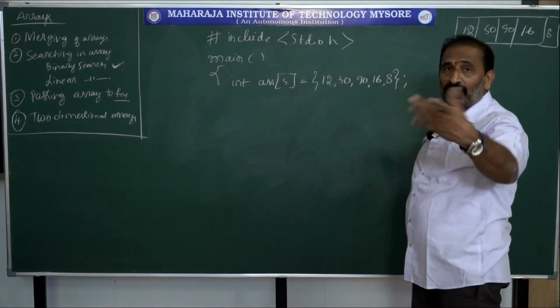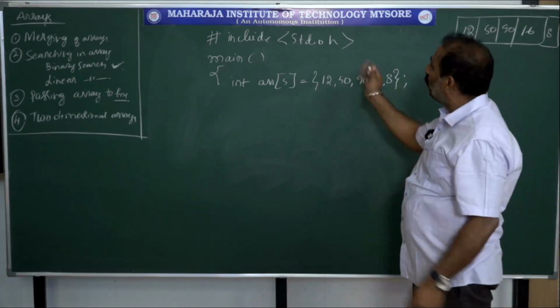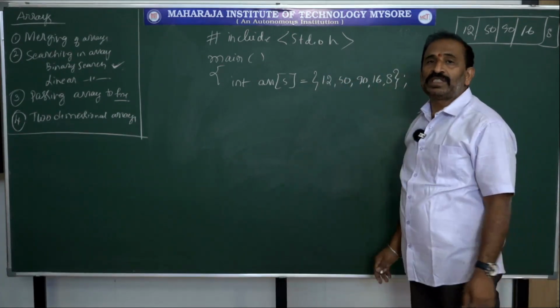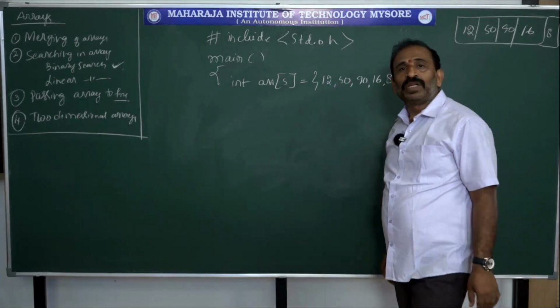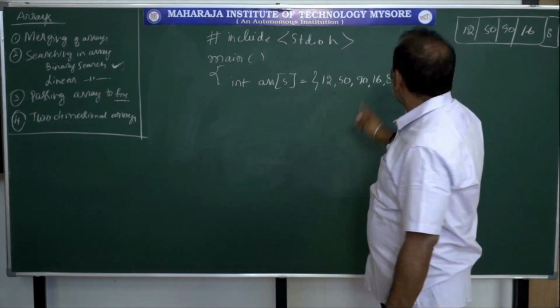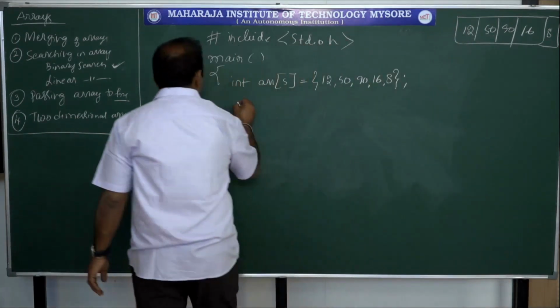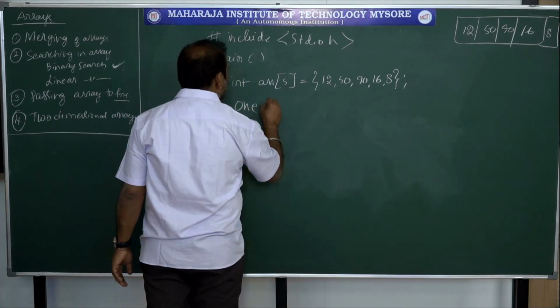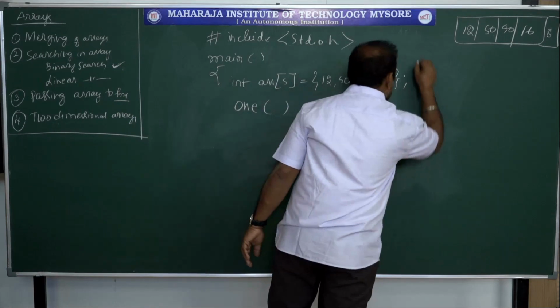You know that you can also use the keyboard to do the scanning, get the values and store them. That we have seen in the previous video. So I have initialized directly like this. You can initialize, right? Now the array elements are already filled. Now I can call a function called 1 to do some activity here.